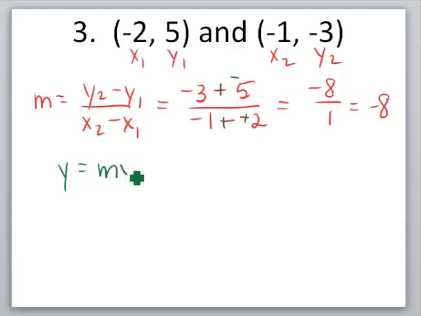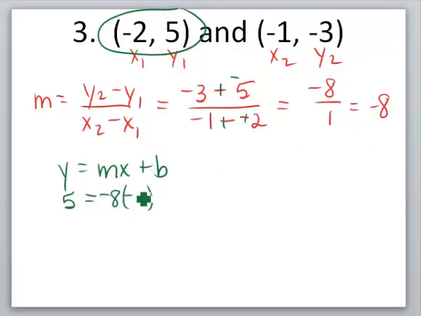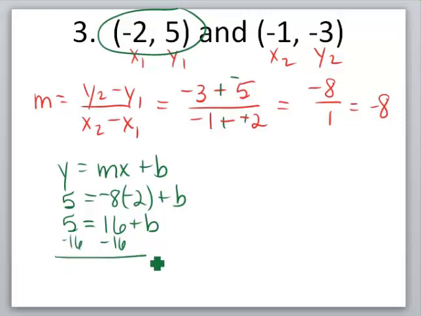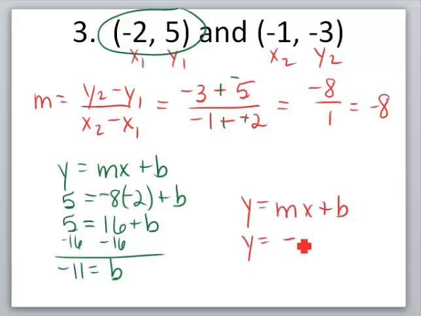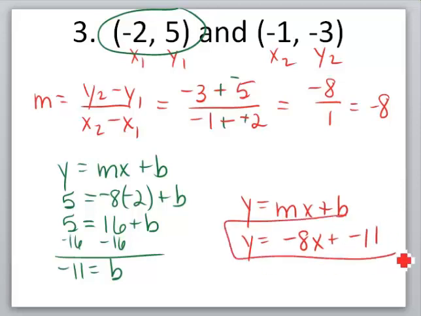Writing y equals mx plus b, and I'll go ahead and use this first point again. Put 5 in for y, put negative 8 in for m, put negative 2 in for x plus b. 5 equals negative 8 times negative 2, which is 16. Move my 16 to the other side. Negative 11 equals b. So I have y equals negative 8x plus negative 11 as my final answer.